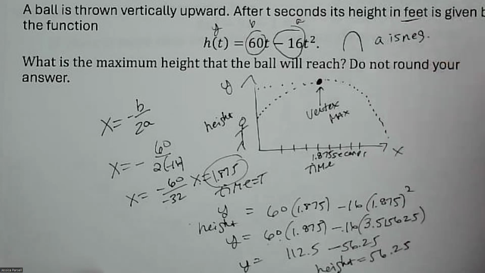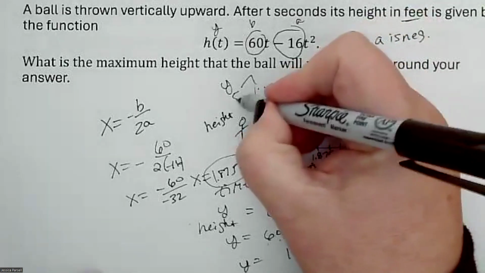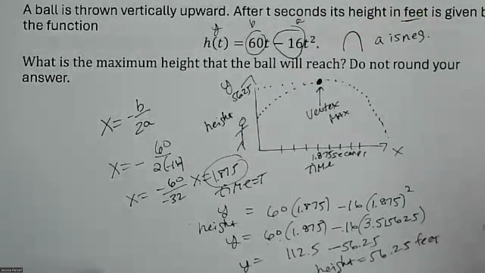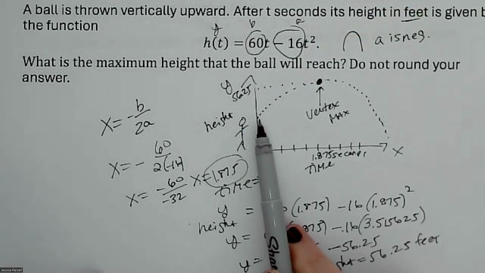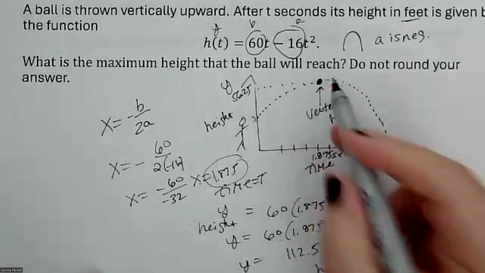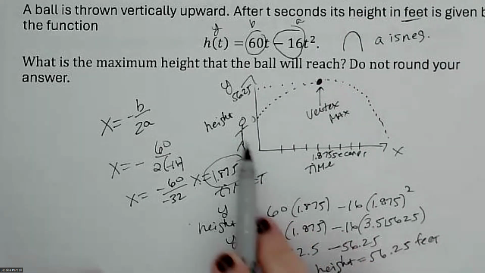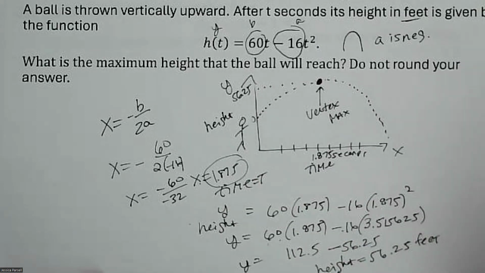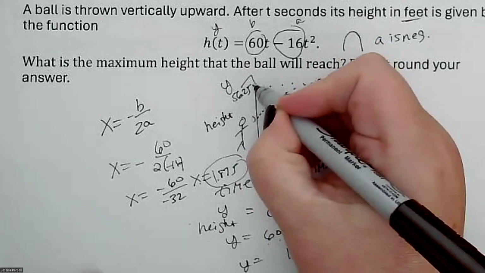56.25, and it's given in feet, so this is feet. Okay, so that's right here, 56.25. So if you're counting off, you throw the ball, unload the ball there, you unleash it, before you get to 2 seconds, it's already reached its max height of 56.25 feet.